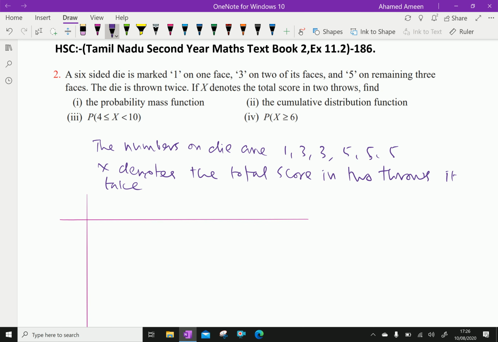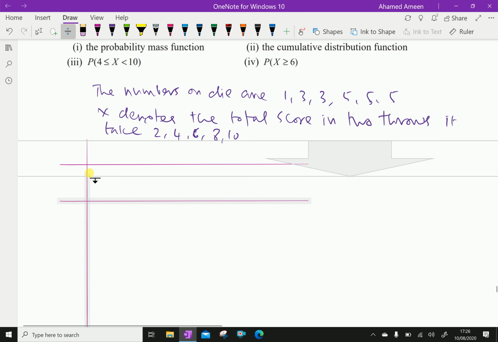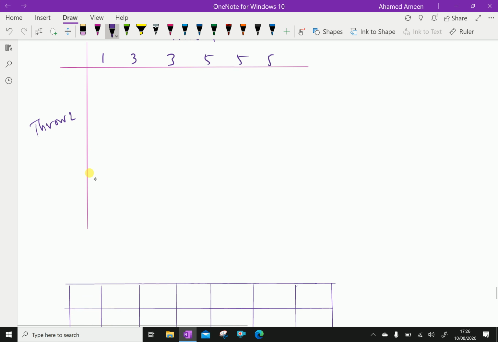Therefore, the total score is the addition of any two numbers, so the possible values are 2, 4, 6, 8, and 10. Now, let us give some space here. Suppose this side is throw 1 and this is throw 2. The numbers are written like 1, 3, 3, 5, 5, 5, and here also 1, 3, 3, 5, 5, 5.